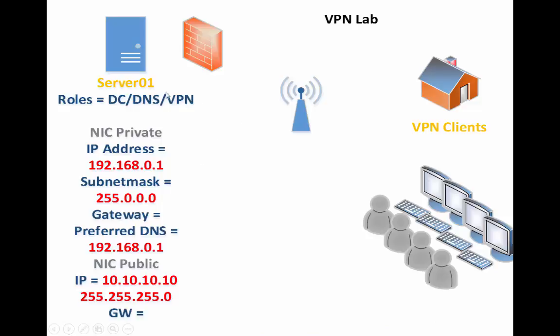Okay, server 1. We're gonna have the DC, DNS, and it's gonna be the VPN as well. And the configuration for the first NIC is this, and the configuration for the second NIC is this. I'm gonna do it, and you could follow me.